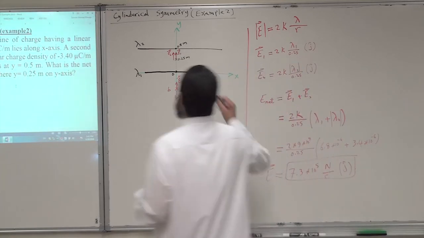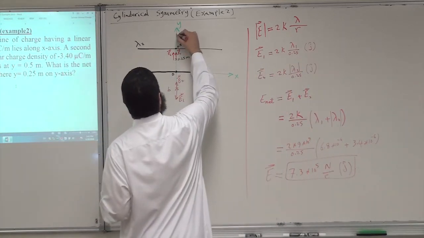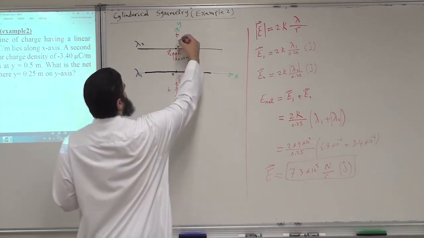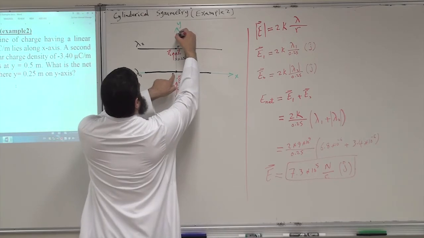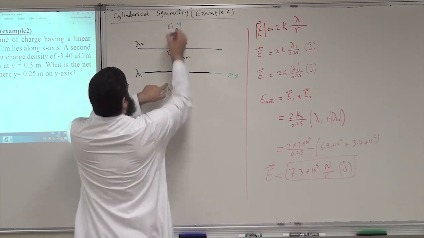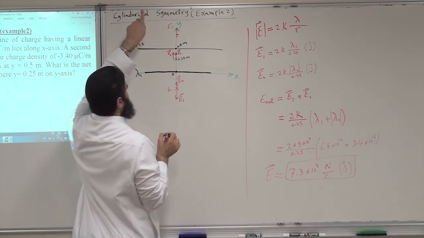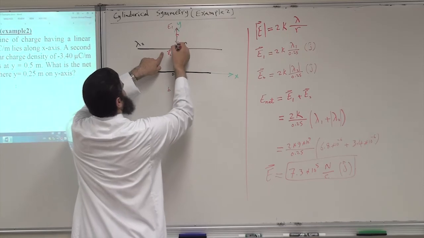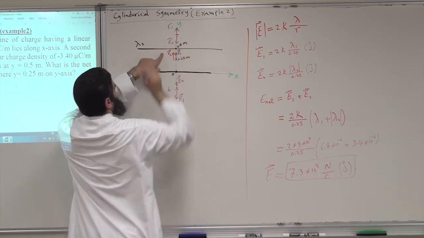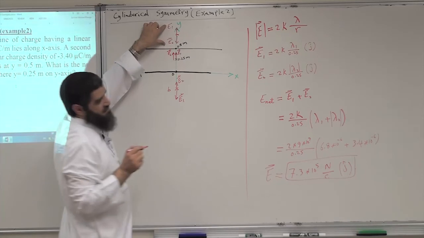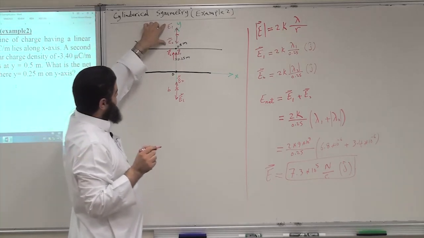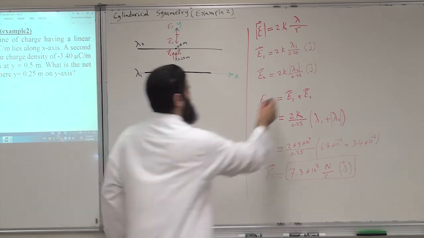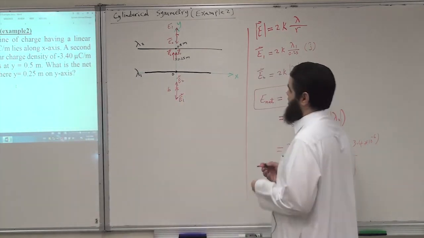If you want to find what is the electric field at this point, for example, these are extra points. Here, E1 will be outward, so it will be this way, because lambda 1 is positive, the electric field is going out of it. E2 will be toward this line, it will be large because we are close to it. So this is E2. So the net electric field will be the difference between the two.